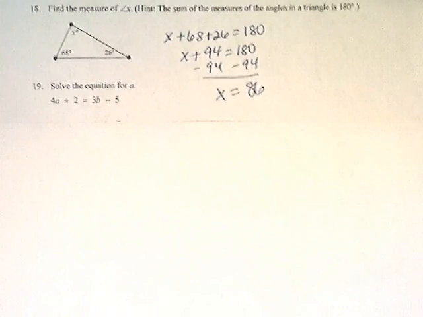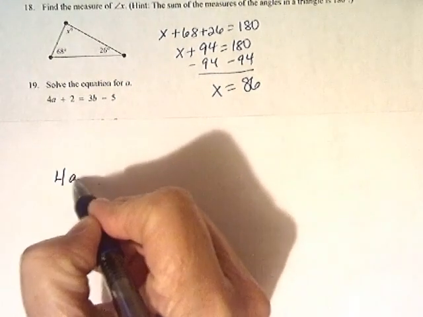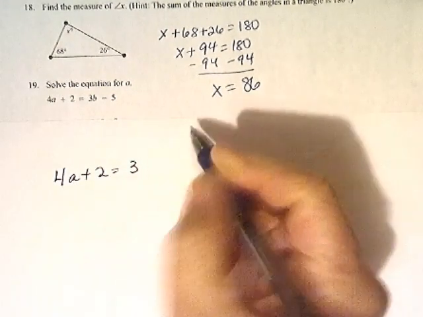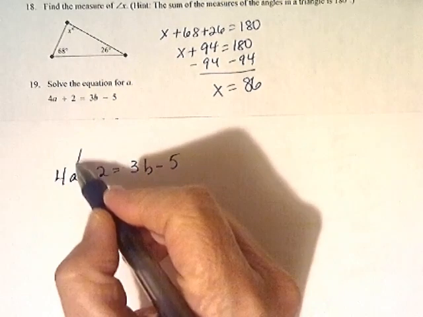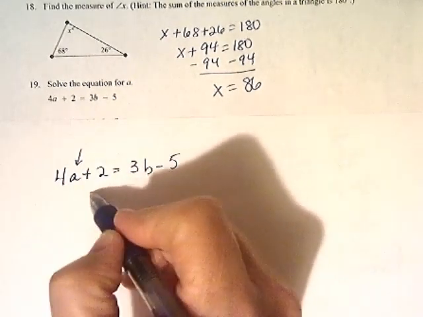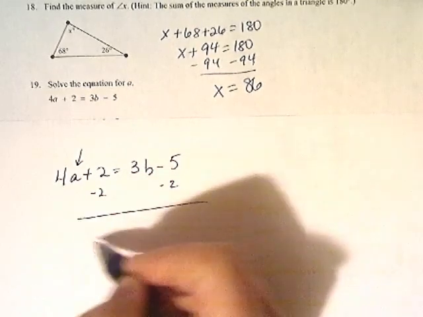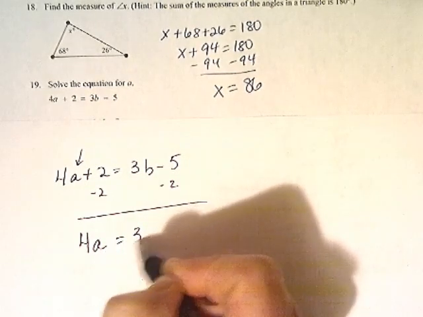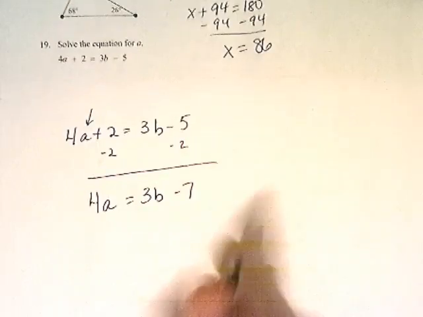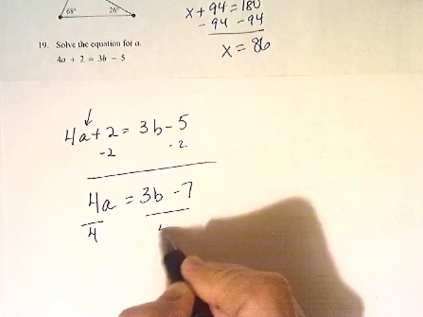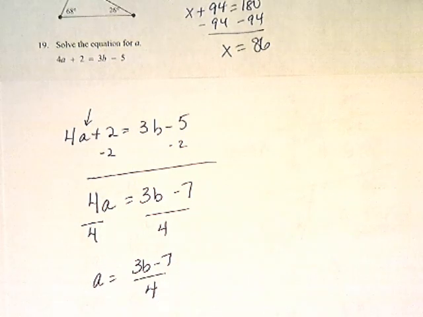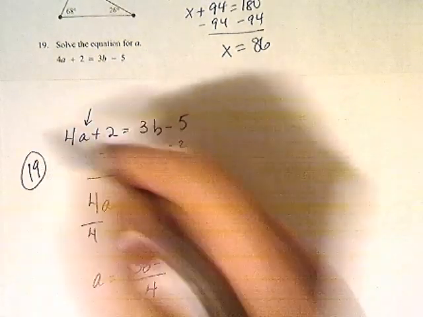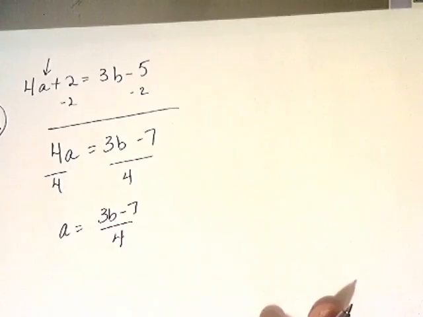Number 19 says solve for A. It says 4A plus 2 equals 3B minus 5, and we need to solve for A. So that's the only thing I want left. I'm going to subtract the 2 from both sides. 4A equals 3B minus 7. Then I'm going to divide by 4. A equals 3B minus 7 over 4. That's number 19.